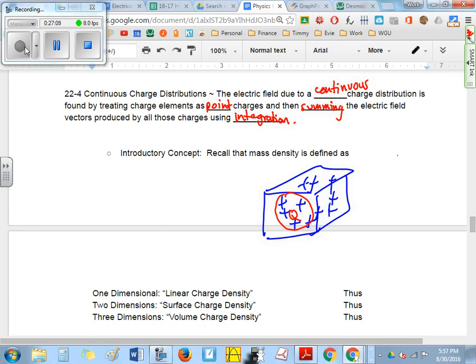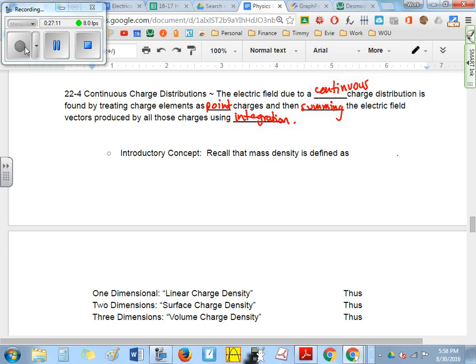Okay, so we have three types of density. We have linear charge density, which we often use a lambda. That's good because lambda starts with L and linear starts with L. So it's linear, it's a nice straight line of charge, like this. And it's just simply defined as how much charge there is divided by how much length you have.